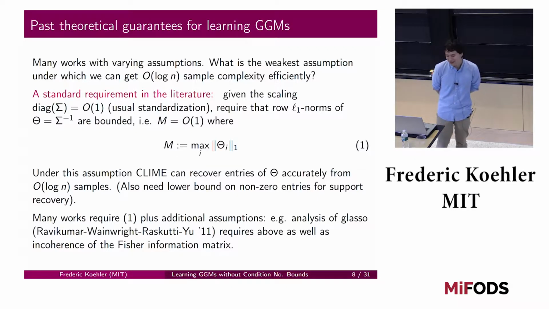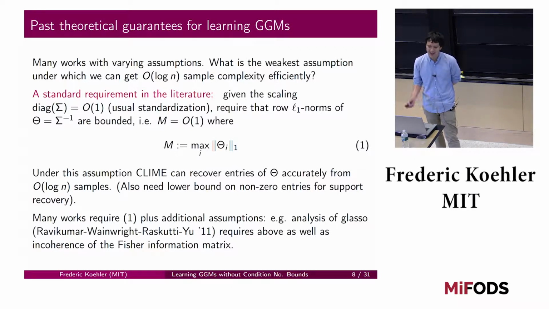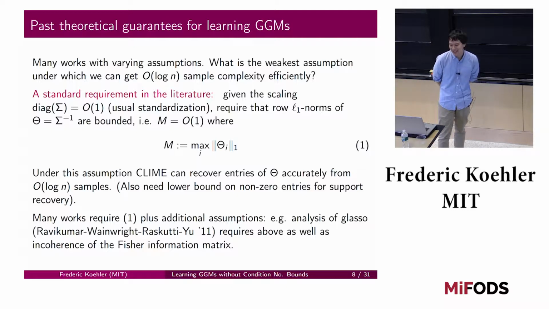So if you have this assumption that the max L1 norm of the rows of theta stays constant as n goes to infinity, then, for example, it's proven that the CLIME estimator can recover theta accurately from log n samples. And this is actually probably one of the better guarantees in the literature, because it has weak assumptions.